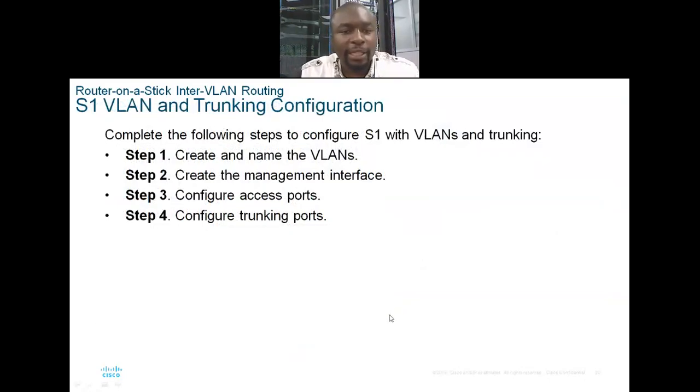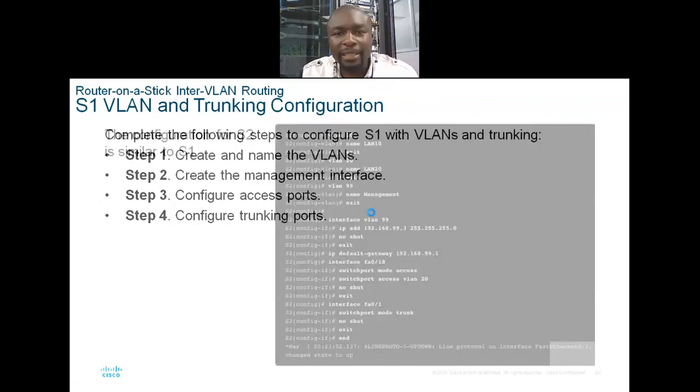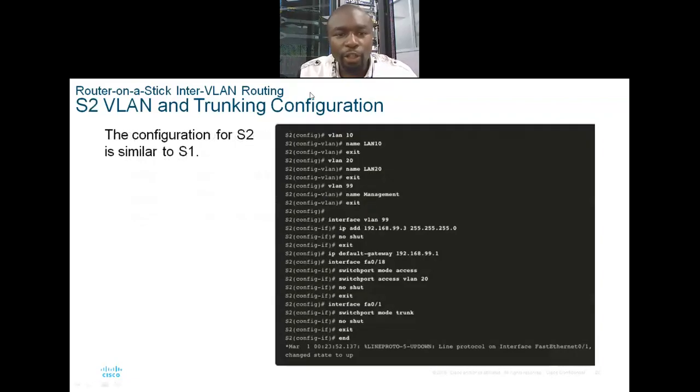First of all, create and name your VLANs. That's step 1. Step 2, create the management interface. We have done that in the last class. Then 3, configure your access ports. We have done that. Then 4, configure your trunking ports. So these are the first steps that you are going to be taking.